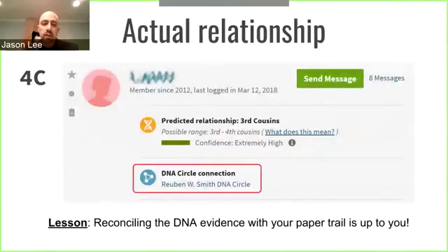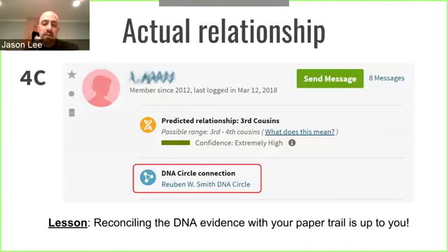So again, the actual relationship turned out to be fourth cousins. I think this fourth cousin relationship accounts for most, if not all, of the 94 centimorgans of shared DNA. The seventh cousin once removed relationship is probably not contributing any of the shared DNA.